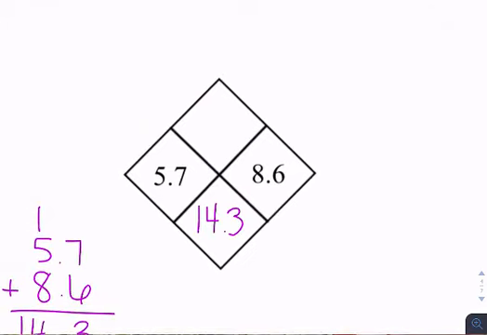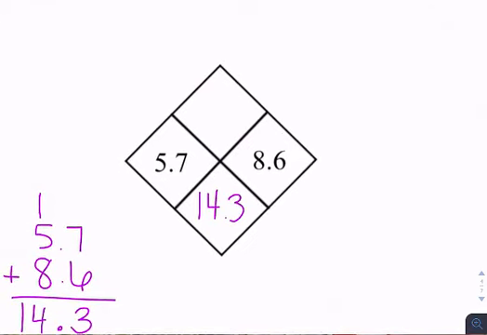Now to get the top number, we are going to multiply. And there's a few different ways that we can multiply here. We can just do the traditional algorithm for multiplication with decimals. You can turn them into mixed numbers. Lots of different ways that you can go about doing this. I like either way. So I'm just going to do the traditional method. I'll do the generic rectangle for one of them as well. So 5.7 times 8.6.